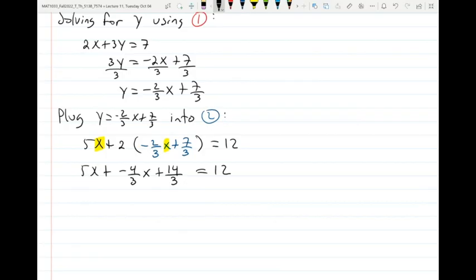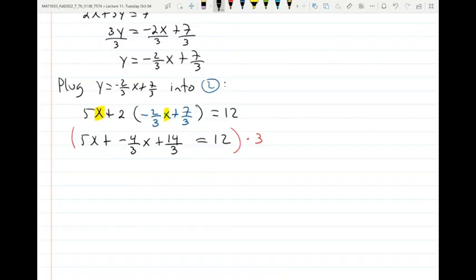Okay. At this point, what I would recommend is let's get rid of denominators. Okay? Just to make our life easier. So our denominator here is 3. So what do we do to get rid of 3? We multiply the entire equation by 3, right? Every single term gets multiplied by 3. So I'm going to write this down. By this, I mean everybody's going to get multiplied by 3. Okay? All right.